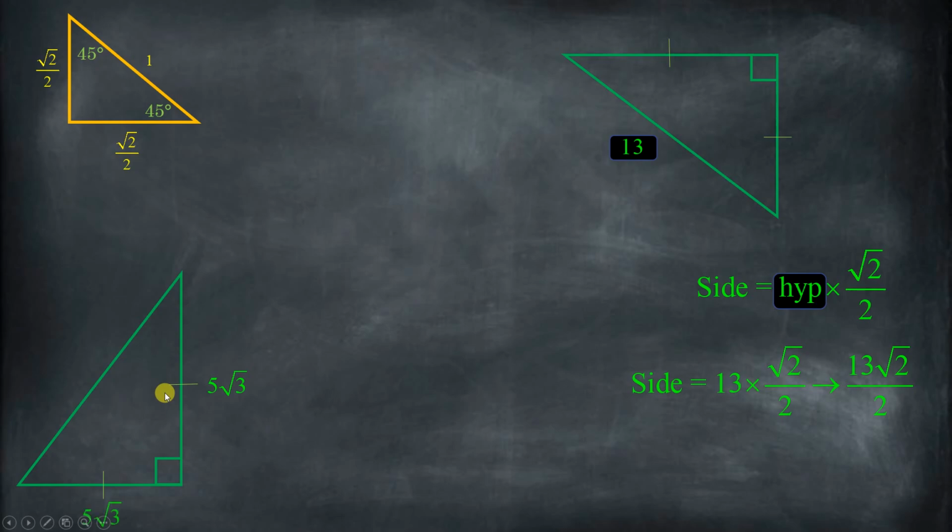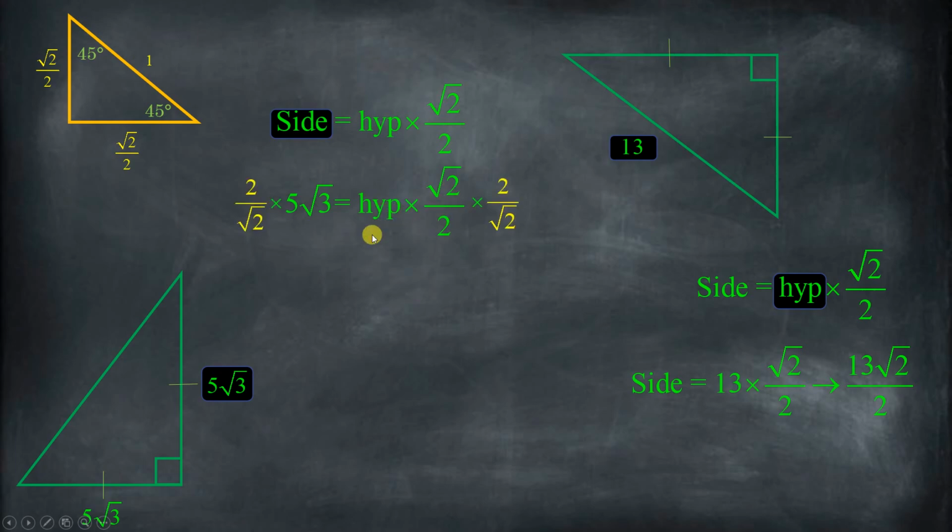Because it's a 45, 45, 90, we know that the same relationship is true. The sides are equal to the hypotenuse times the square root of 2 over 2. We happen to know that the side is 5 root 3, so all we got to do is plug that in and then solve for the hypotenuse. The hypotenuse is times root 2 over 2, so we have to multiply both sides by the reciprocal, and then we're going to be done. This over here reduces, right, to just 1. So the hypotenuse is going to be equal to 10 times the square root of 3 divided by 2.